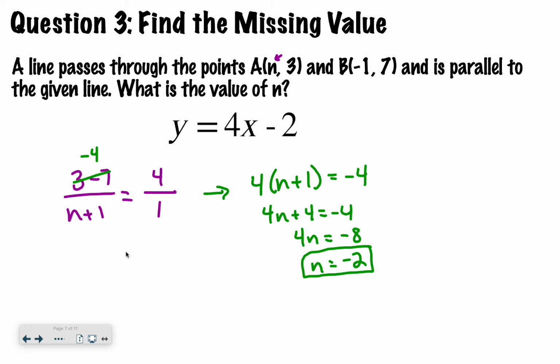All right, for this problem, hopefully you ended up with n equals -2. And the way I got that was I said 3 minus 7 over n minus a -1, so that became n plus 1, equals 4 over 1. So then I cross-multiplied. I said 4 times n plus 1 equals. Then I simplified this. I said 3 minus 7 is -4. Then I did -4 times 1 is -4. Then I distributed that 4, and I got 4n plus 4 equals -4. I subtracted 4. Careful, some of you like to make this a 0 instead, but -4 minus 4 is going to be -8.